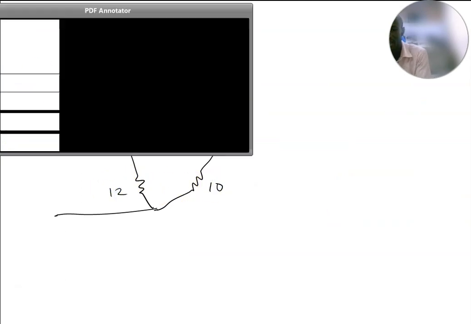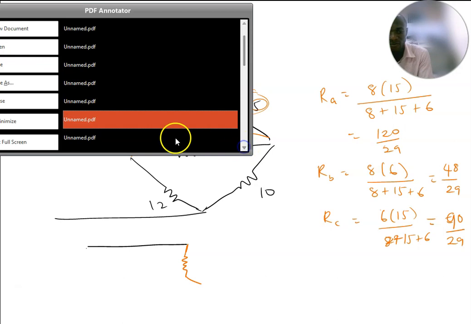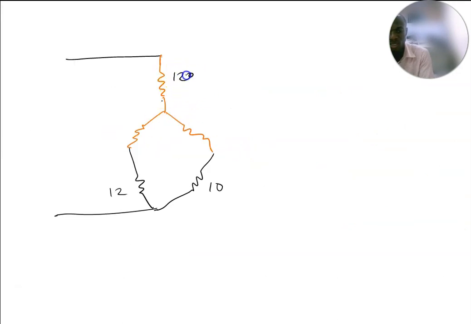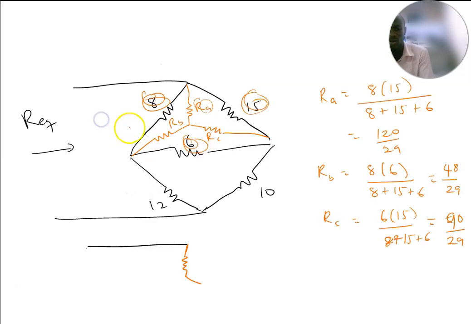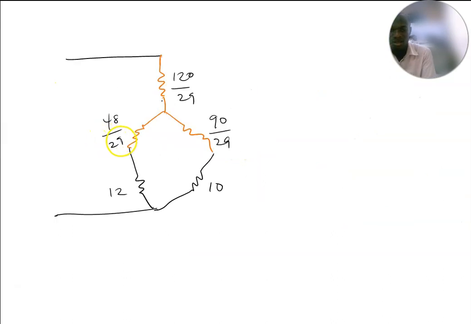And what about the ones that we converted? The RA was 120 on 29, that's the one up there. And the RB was 48 on 29. So we have 120 on 29, 48 on 29, and 90 on 29. Very good. So these values are what we had after conversion.